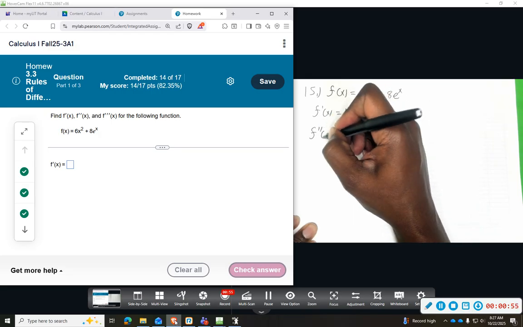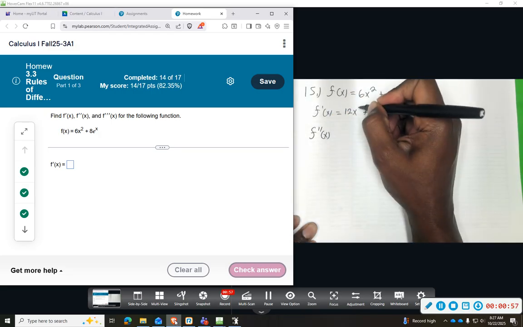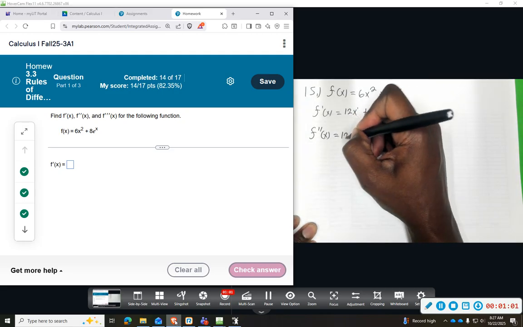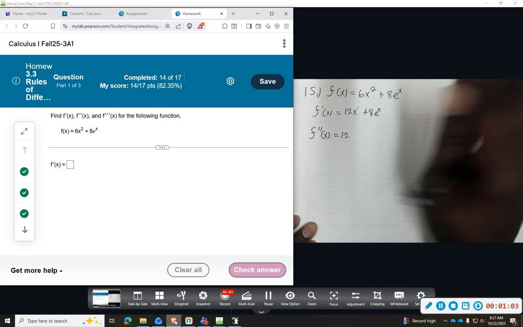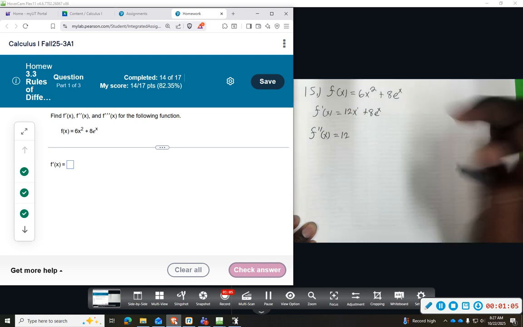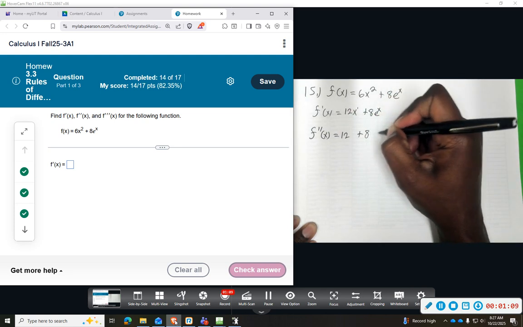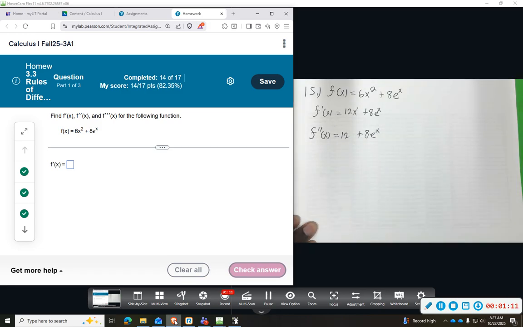F double prime of x is the second derivative. So this is understood to be a 1. 1 times 12 will give you 12. Subtract 1 will give you 0. So that means the x will go away. And then this one will end up being the same again, 8 times e to the x.